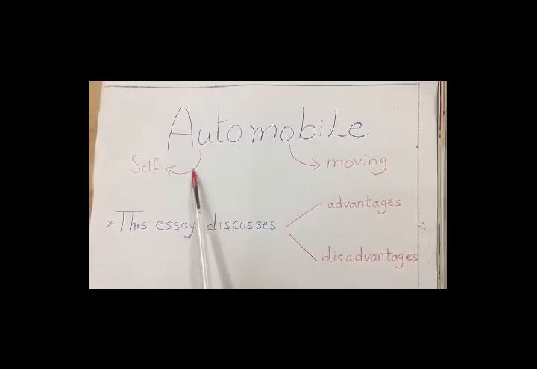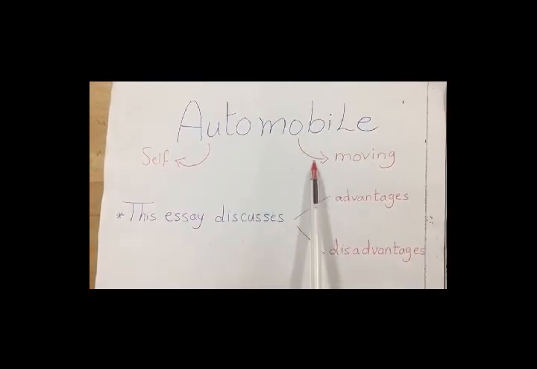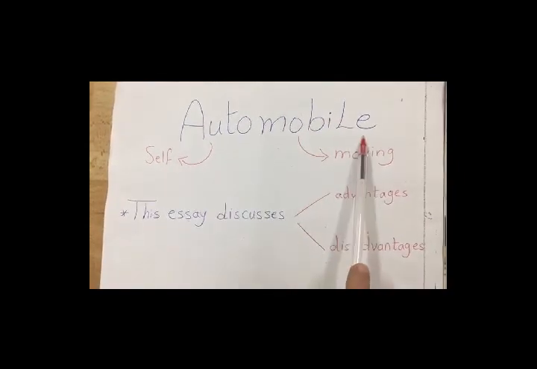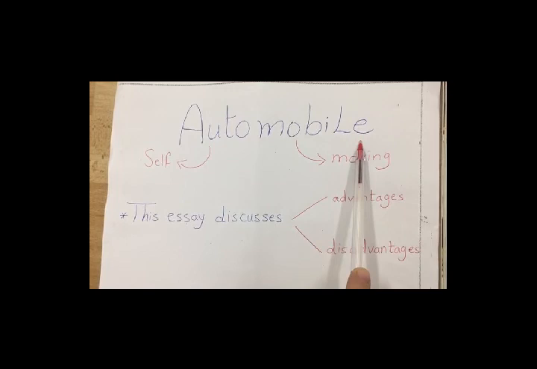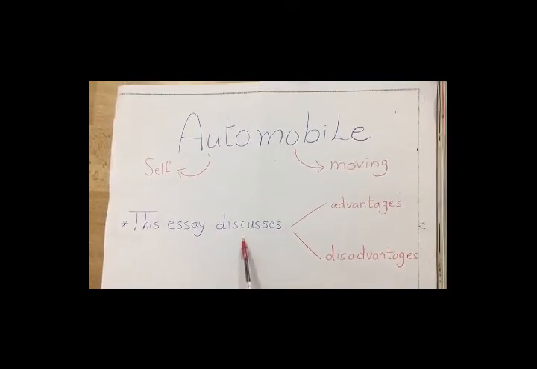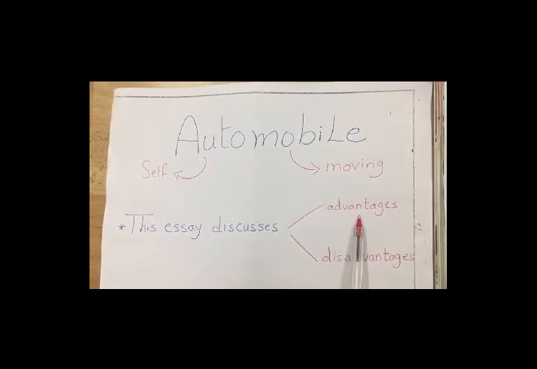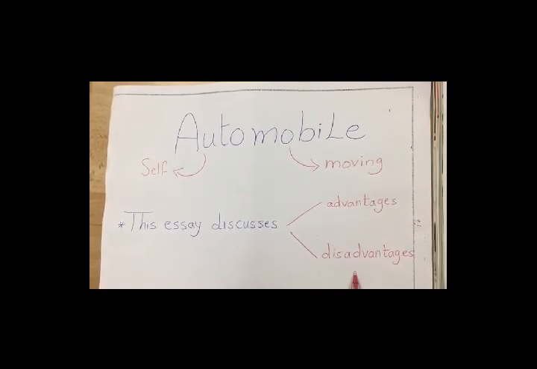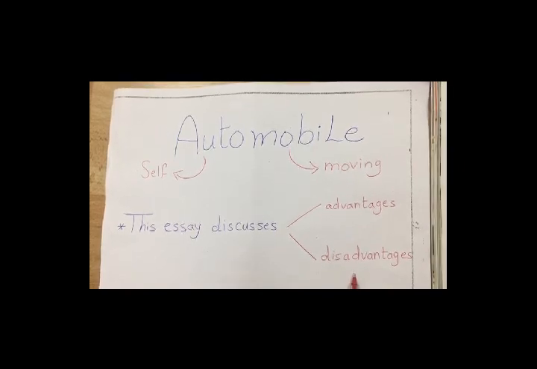The word auto means self. Mobile is a French word for moving. Automobile means the car that we use every day. The essay that we are going to read discusses the advantages and disadvantages of cars. Now let's listen carefully to the text, then analyze it together.